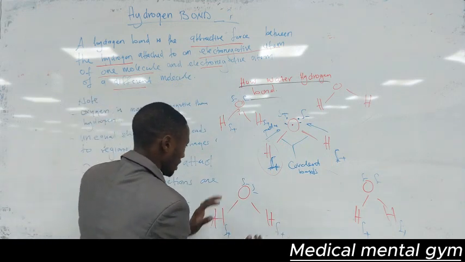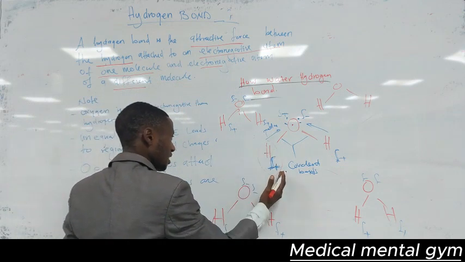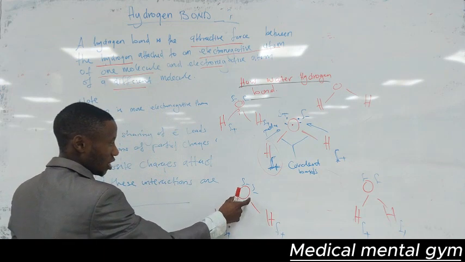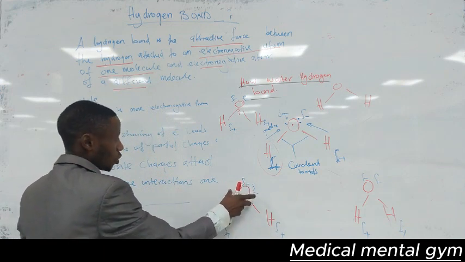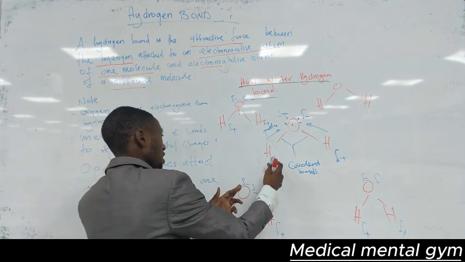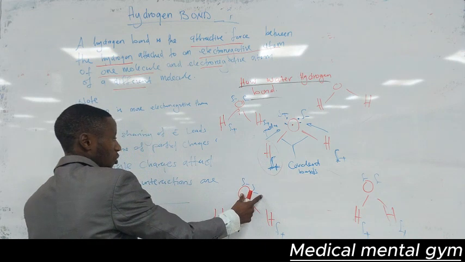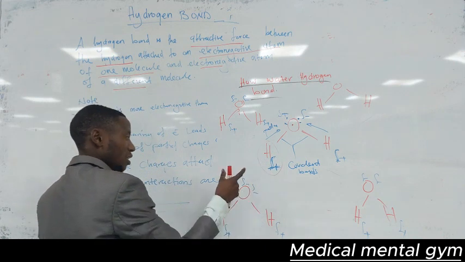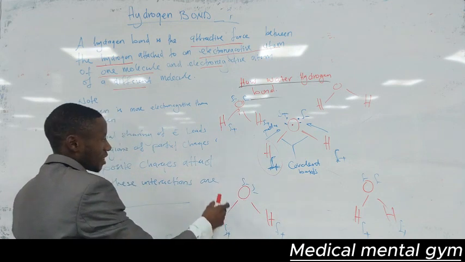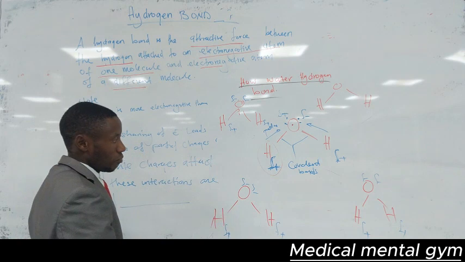So let's look at this molecule also here. We have this hydrogen, which is partially positive, and the oxygen, which is highly electronegative and partially negative. The attraction between this partially positive hydrogen and the highly electronegative, partially negative oxygen is the bond we are talking about as a hydrogen bond.